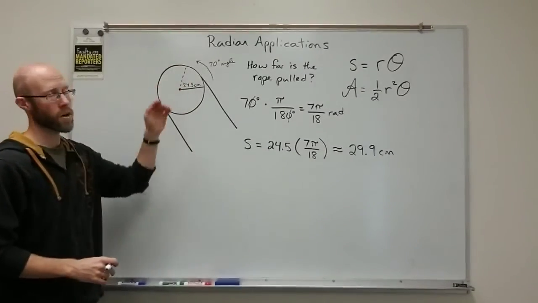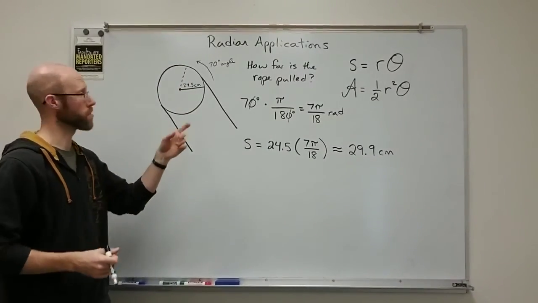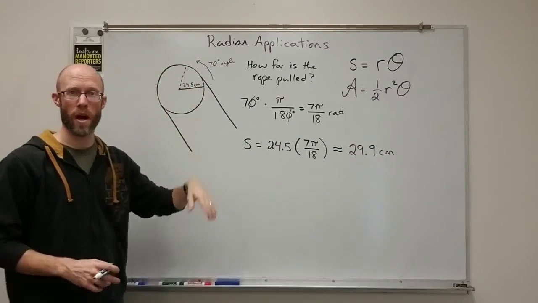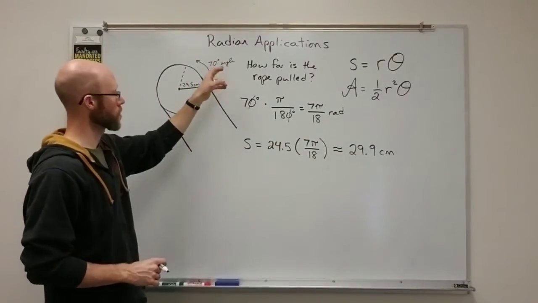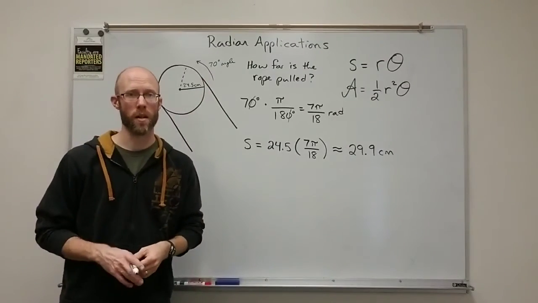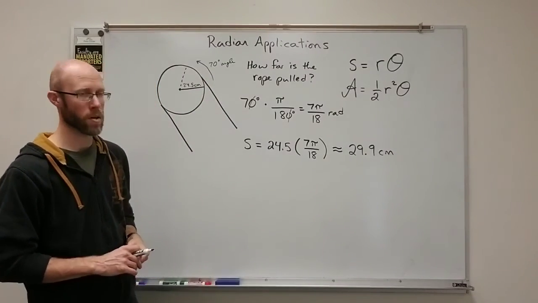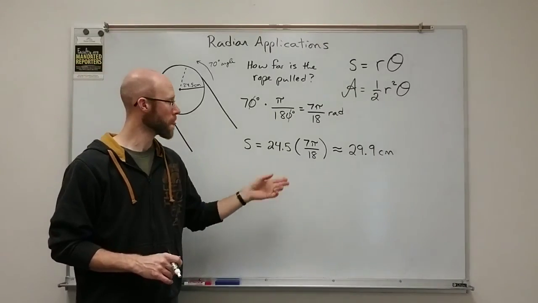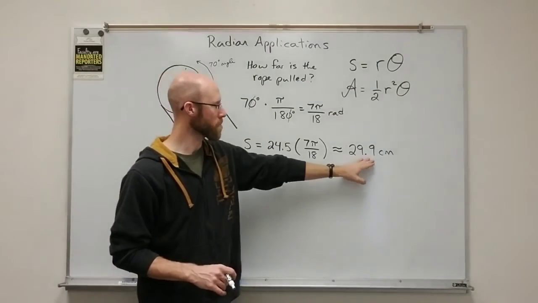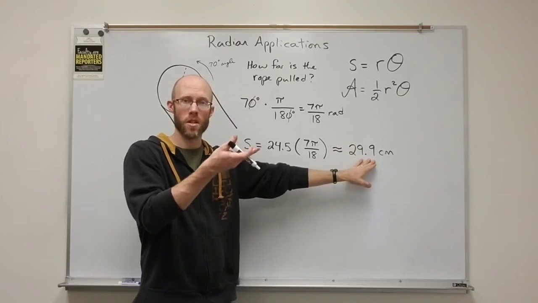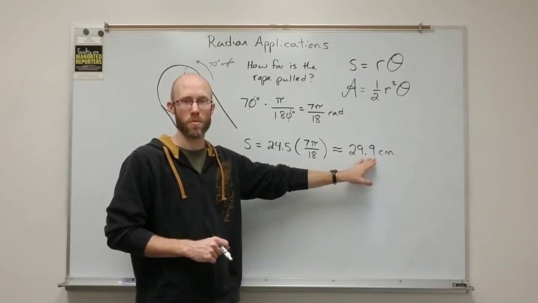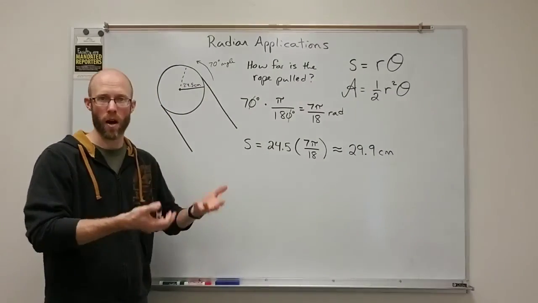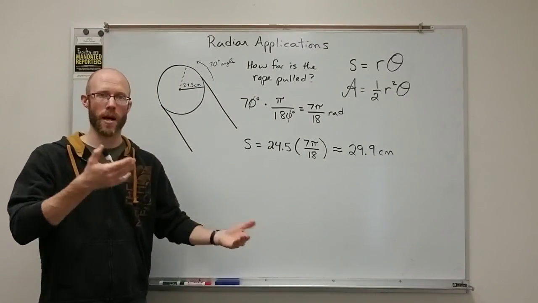So it's just over one radius, actually, right? The radius is 24.5, so this is just going past that. Essentially a 70-degree angle is a little more than 1 radian, if you remember our discussion of radians from a previous video as well. So 29.9 centimeters, almost 30 centimeters, is how far the object is being lifted off the ground or whatever it is. That's how far the object is being moved.